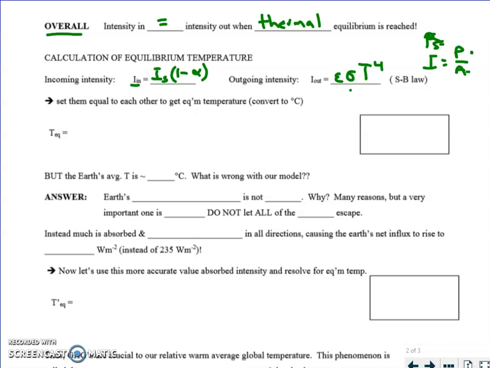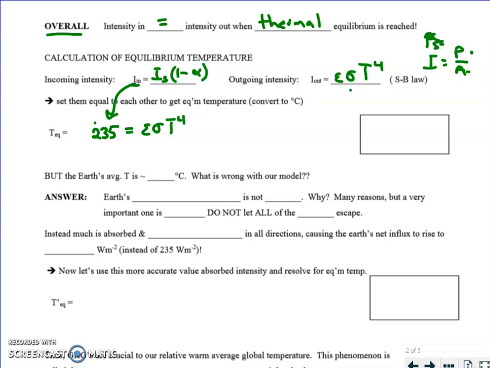Okay? So if you're not confident with that, go back to the equations or ask in class. So if we know at thermal equilibrium, intensity in equals intensity out, what I can say is then, I'm going to put in for the intensity in the 235 that we established on the front page. And then I'm simply going to set that equal to epsilon sigma T to the fourth. And we can now solve for the T.